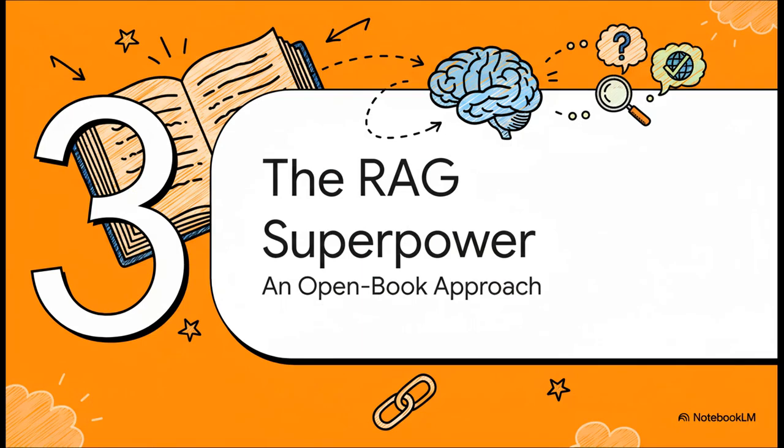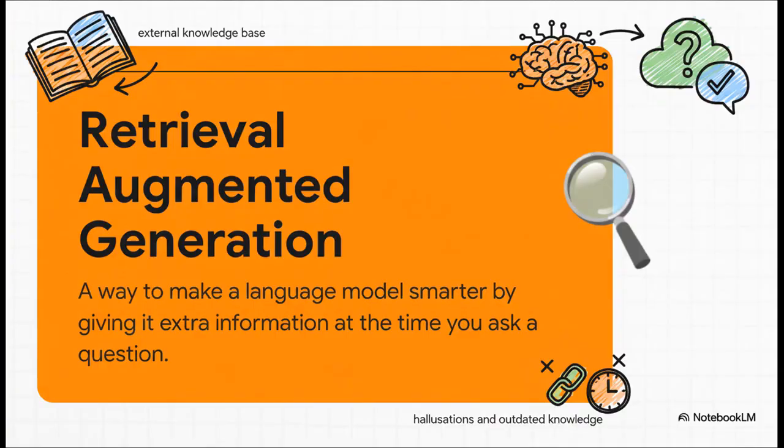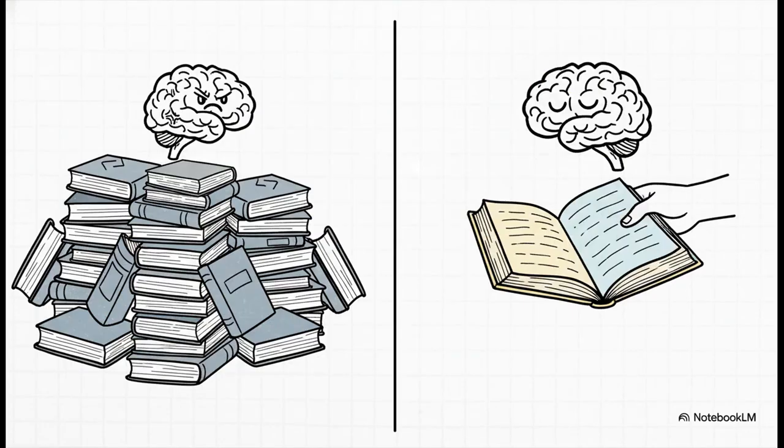Okay, so if fine-tuning is the brute force way of doing things, RAG is the elegant, clever solution. Honestly, this is the superpower we've been looking for. To put it simply, RAG gives the language model the exact information it needs right at the moment it needs it. So instead of trying to cram new facts into the model's brain permanently, RAG just hands it the relevant documents as context for every single question.